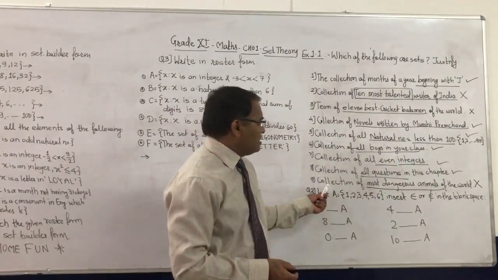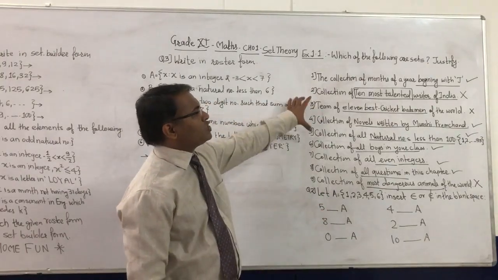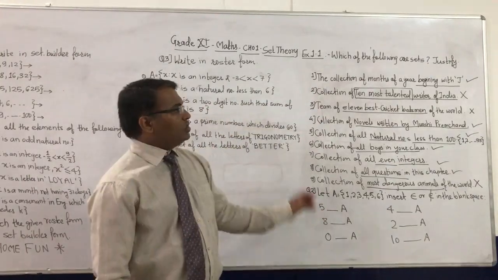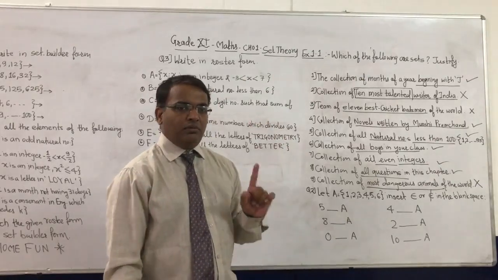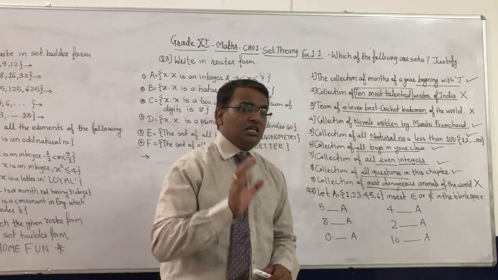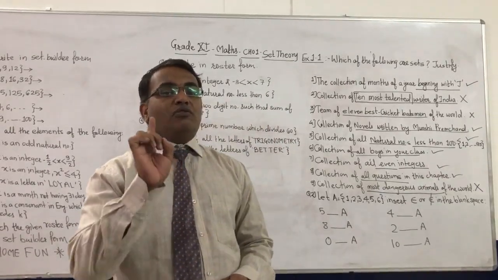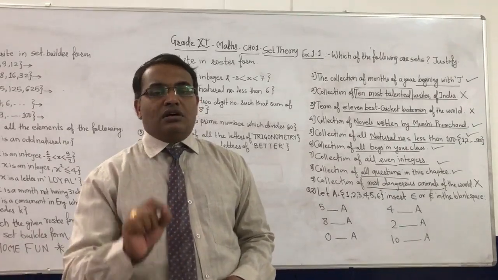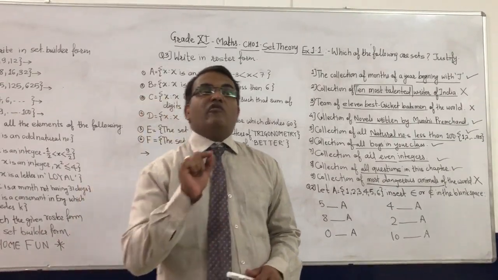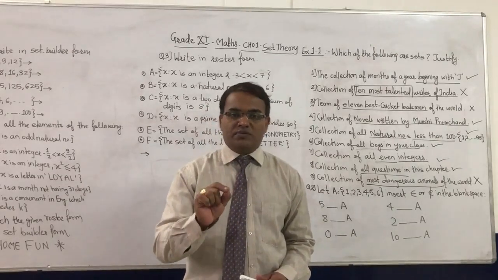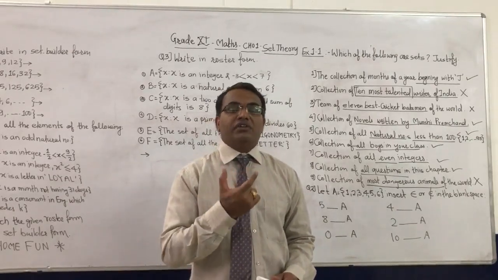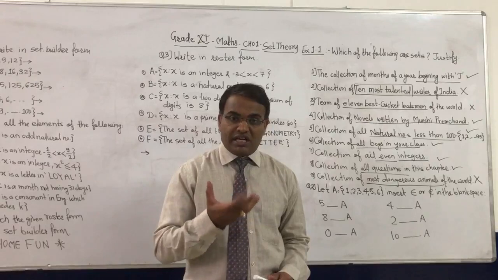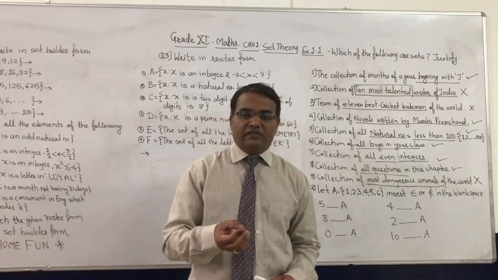Now next one. So here we have completed question number 1. Hope you have understood. Go through it properly. Only one thing you have to see is the definition. What is a set? A set is a collection of well-defined objects. Whatever objects you are taking, whatever collection you are taking, it should be well-defined.